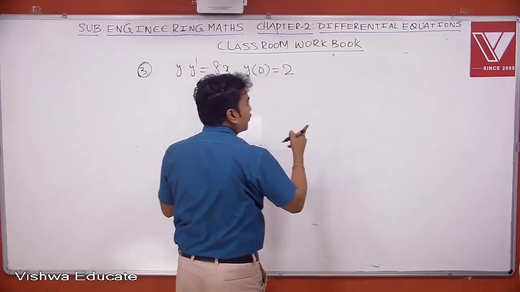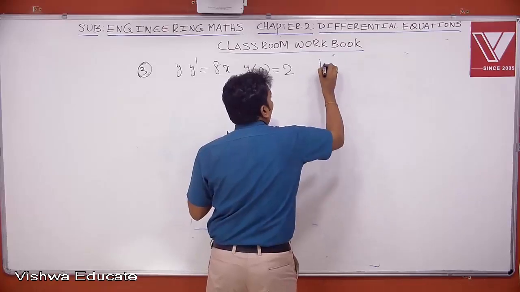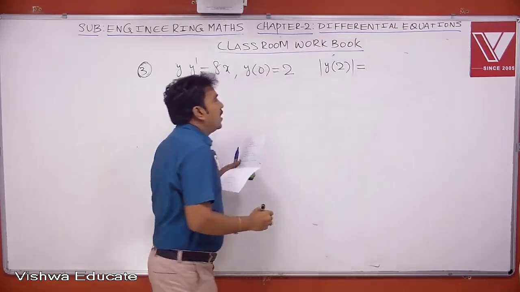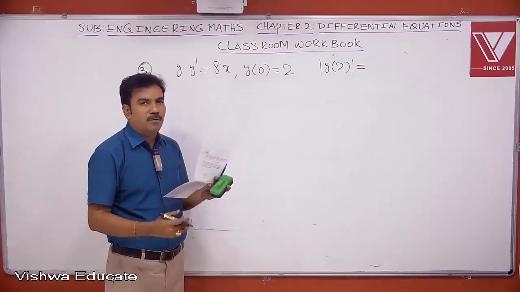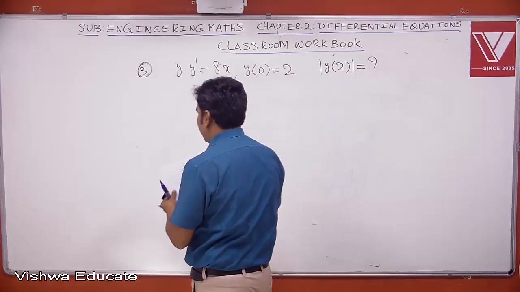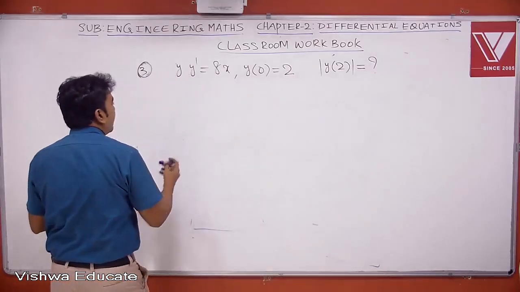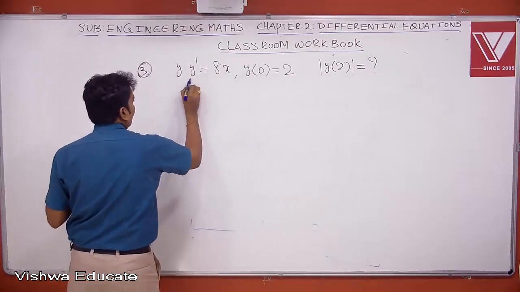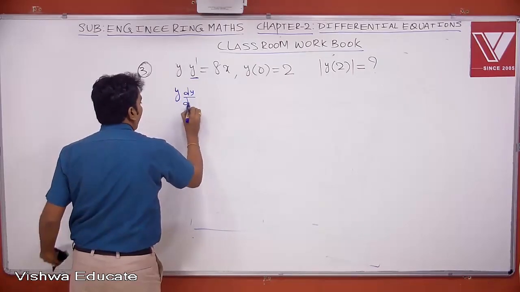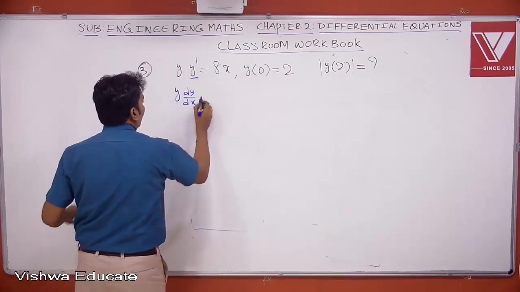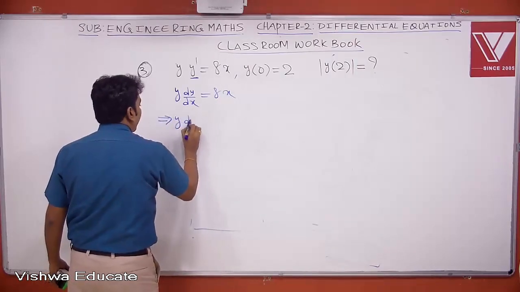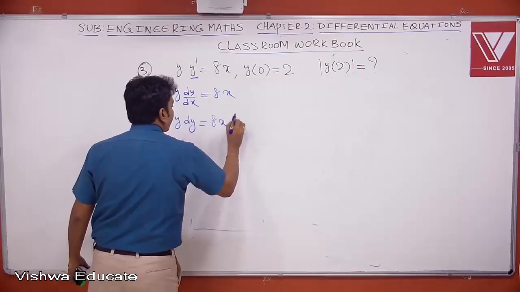They were asking absolute value. Absolute value means modulus. So what does modulus do? If it is a negative value, modulus makes it a positive value. So we need to find this. It's a fill-in-the-blank question. Now let us handle this by using again separation of variables. y dash means dy by dx. So this is y into dy by dx equal to 8x. This implies y dy equal to 8x dx.